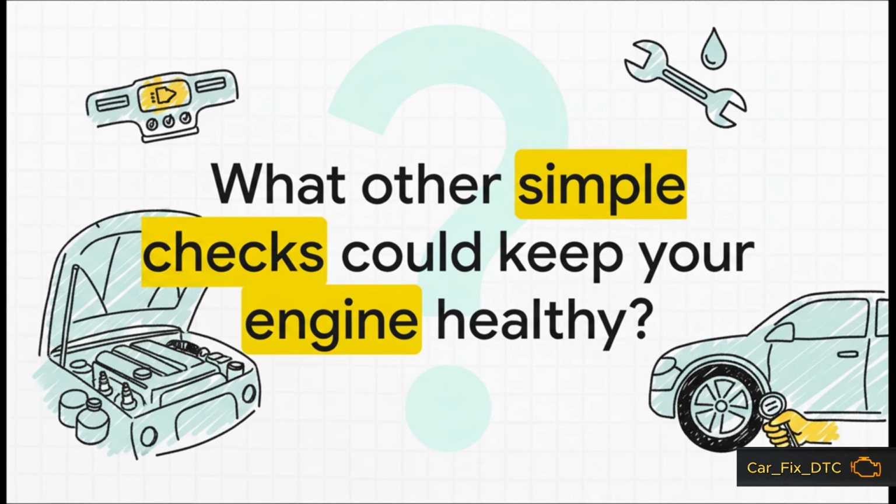Look, tracking down and fixing a code like P1101 yourself, that's empowering. It shows that with a little bit of know-how, you can really take control of your car's health. The more you understand your vehicle, the better you can take care of it. Which really just leaves us with one final thought, doesn't it? Now that you've solved this case, what other simple checks could you be doing to keep your engine happy and that check engine light off for good?